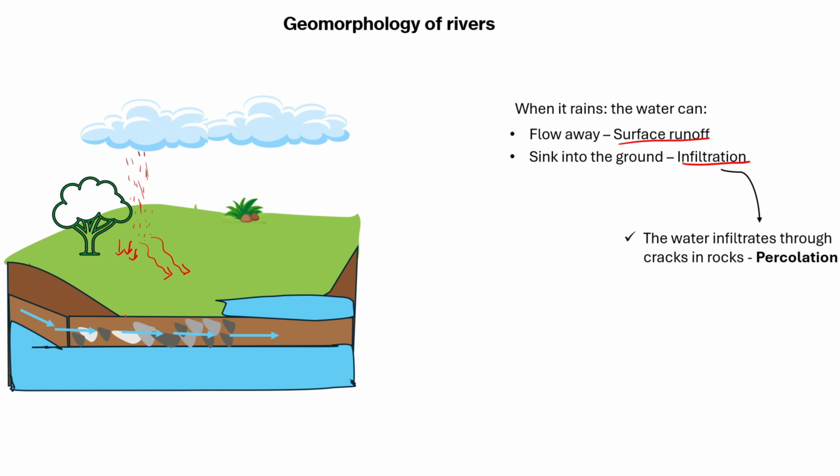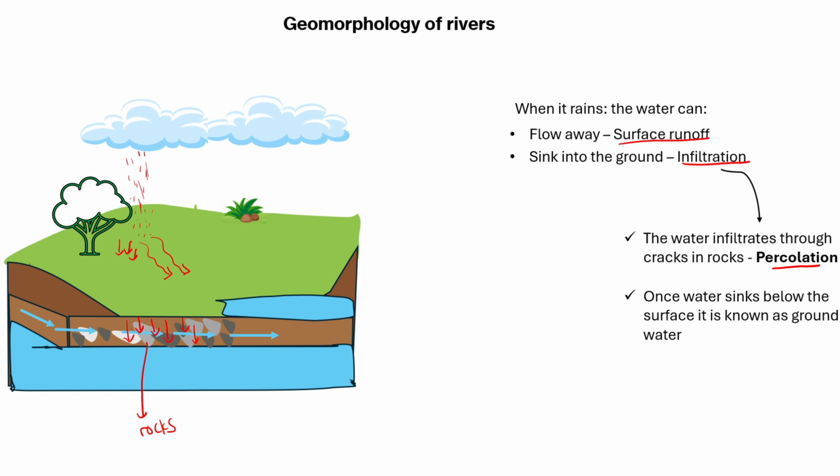When the water infiltrates through rocks, it is known as percolation. Let's just say the water is sinking and these are rocks, and the water is infiltrating through the rocks. Remember that rocks have small cracks between them and those cracks can allow the flow of water. So percolation is basically when water infiltrates through rocks and other soil particles.